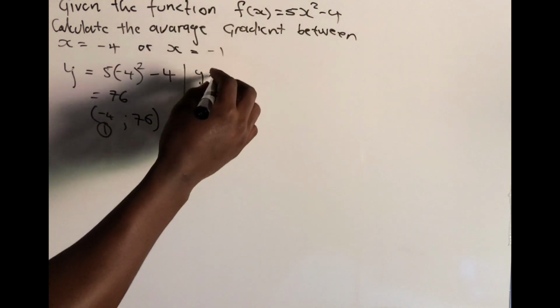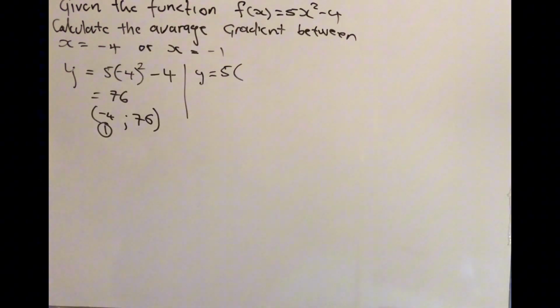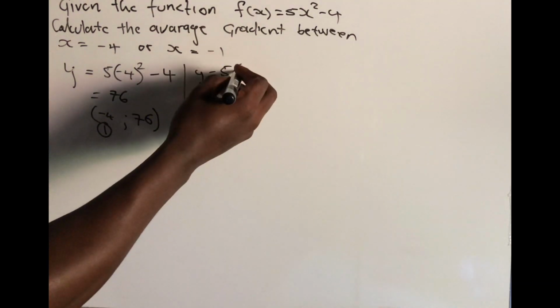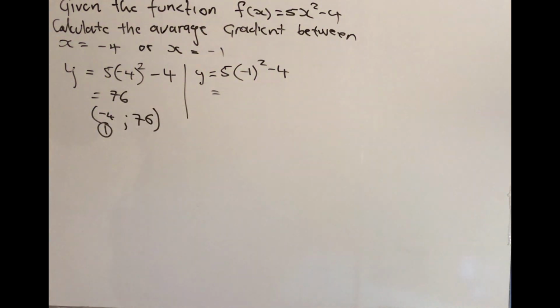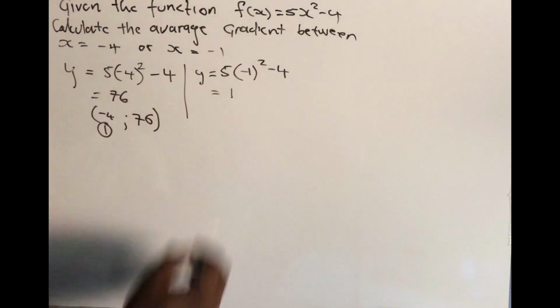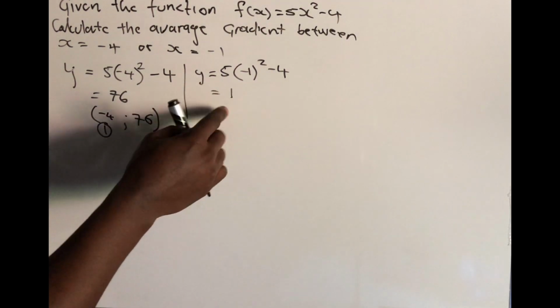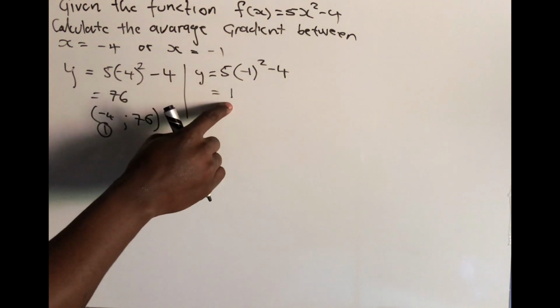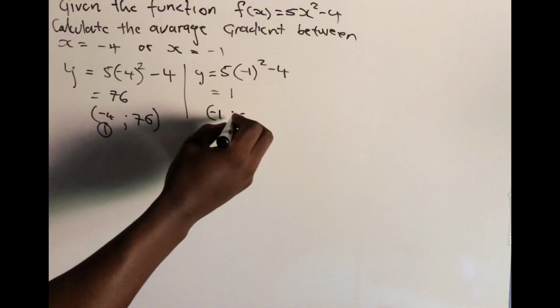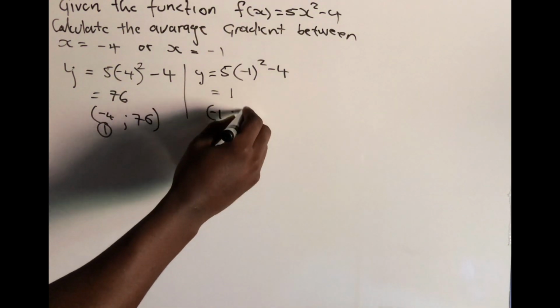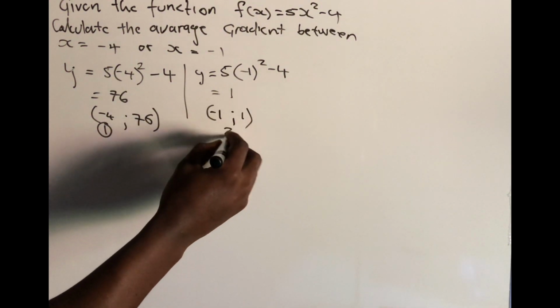And now we look at where x equals -1. Let's write this as it is. 5 into, where there's x, we put -1. -1 squared minus 4 equals, what do we get here? This is 1. And you can see that -1 corresponds with +1. So this is your second point.